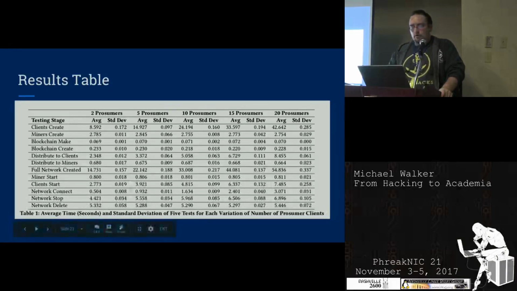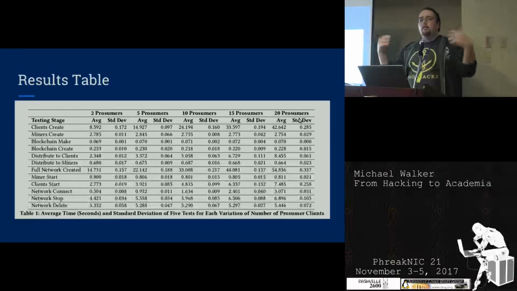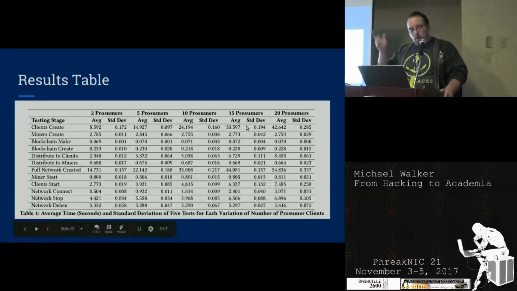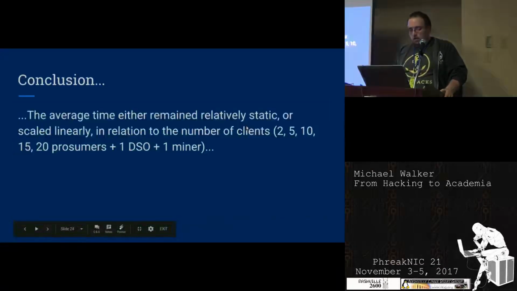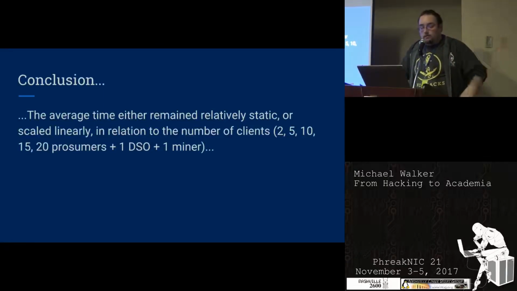And so here, 2 prosumers, 5 prosumers, 10 prosumers, 15 and 20. Now, obviously that's not a huge scaling, but it is indicative. We come down here and we run the numbers. I'm not going to get into them in particular, but the conclusion: average time either remained static or scaled linearly with the number of clients. Well, what does that actually mean?